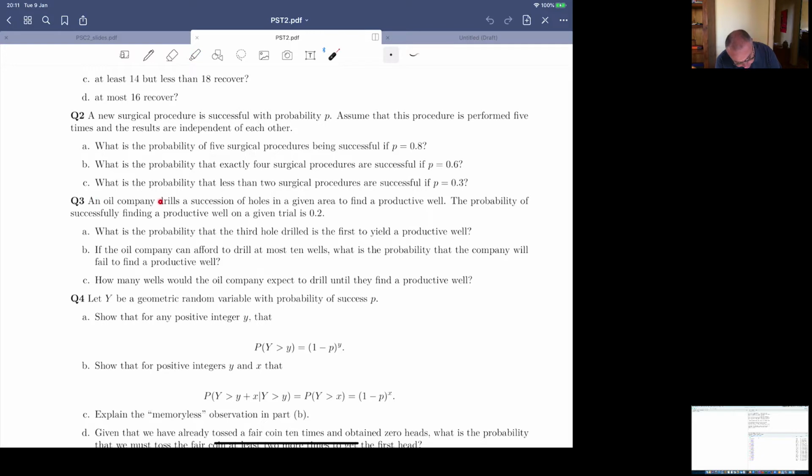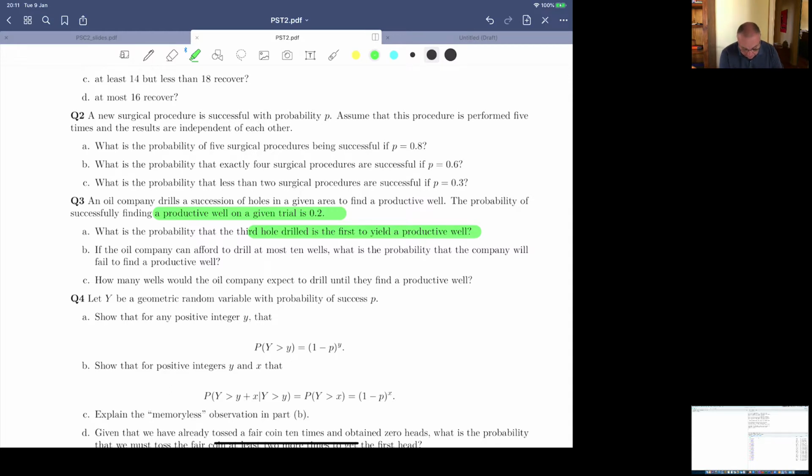We have an oil company drills a succession of holes in a given area to find a productive well. The probability of finding a productive well on a given trial is 0.2. So first of all, we have some interesting information. We've mentioned a trial and we've got a probability of 0.2. So there's a Bernoulli. But let's see what it says next. What is the probability that the third hole drilled is the first to yield a productive well? Well, that's a very complicated way of saying they keep trying to do it until the first time they get a success. So what we've got here, the first to yield a productive well, you should be thinking geometric.